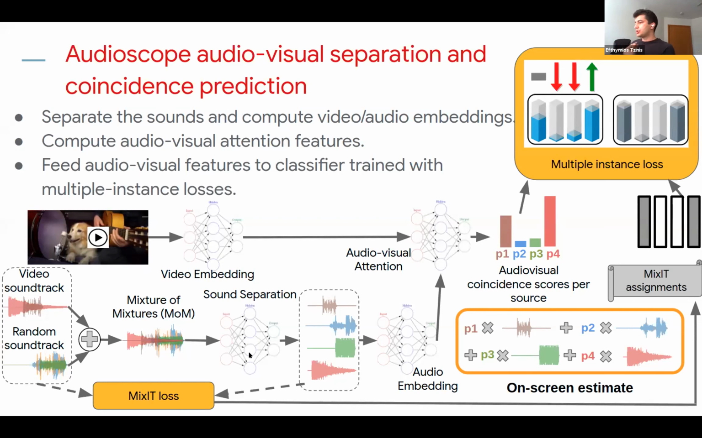So in order to train this model, we use as pseudo labels the mixed assignments that come out from the sound separation training procedure. We use those mixed assignments as pseudo labels for guiding the audiovisual classifier with a multiple instance loss. But you can imagine how noisy those pseudo labels might be, because even if MixIt does its job correctly, so let's say it says that the blue source corresponds to the random soundtrack, and the red source corresponds to the video soundtrack, then there is no way MixIt knows that the red source is also on screen. So those labels are really noisy.